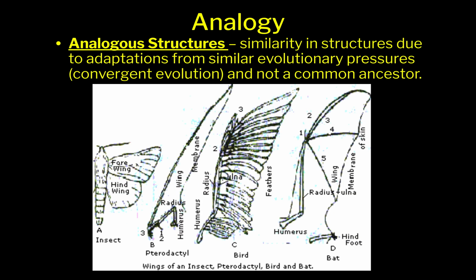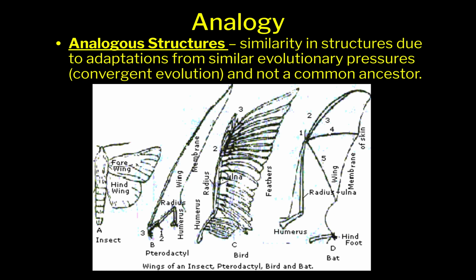All right, moving on to analogous structures. Again, pause, write down the definition, and then I'm going to go into an explanation. You might want to pause and write it down. Analogous structures are similar structures due to adaptations from evolutionary pressures, which is kind of like convergent evolution. This does not show a common ancestor.